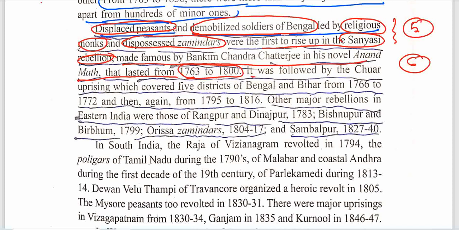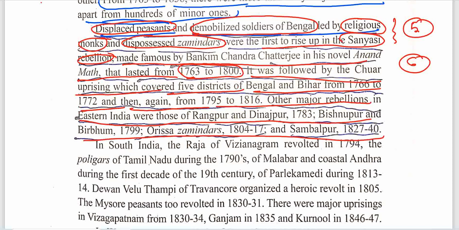It was followed by the tribal uprisings. These were in five districts of Bengal and Bihar from 1766 to 1777, and then again in 1792. This entire line is very important. I have to write this entire paragraph in my notes because I can't leave it out; all of these are very, very important. Names can be important.